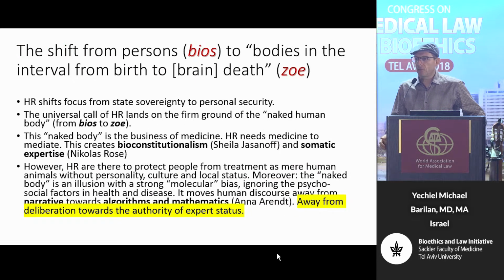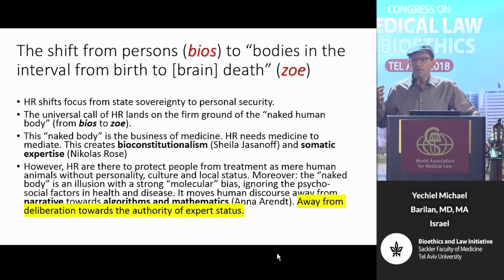So it also has to do with a shift from persons to bodies, because law traditionally deals with persons, with abstract entities. And human rights started, the idea of human rights, about state sovereignty. And then it moved fast to the protection of real humans, of bodies, what we call the interval from birth to death. So human rights shift focus from state sovereignty to personal security.